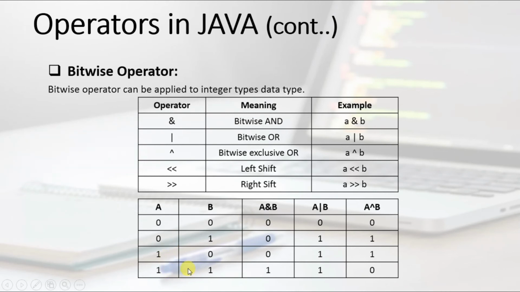Now take the last case, where 1 is assigned to a and 1 is assigned to b. Now as per a bitwise AND b, the value will be 1. Why? Because both the operands are 1.